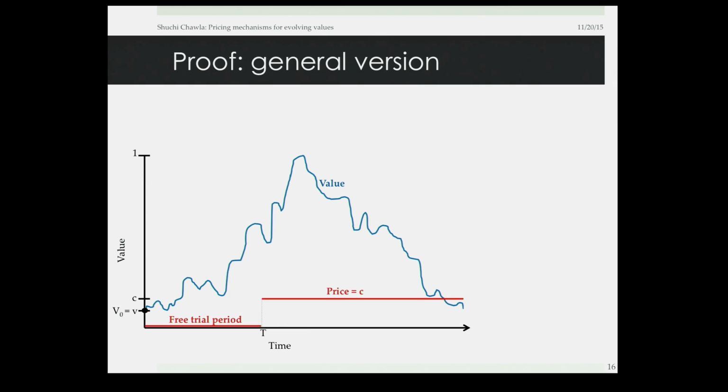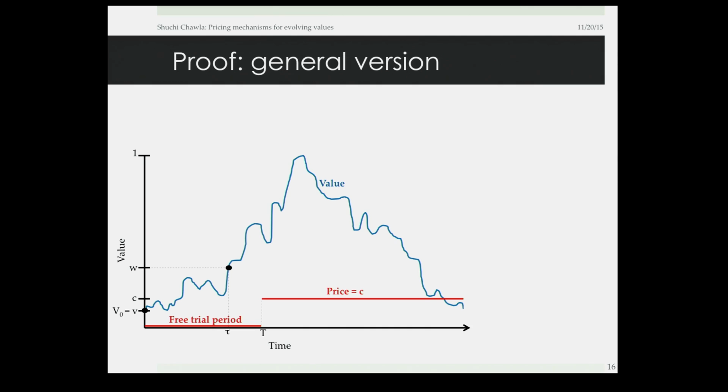Okay, so that's the tricky part with a general martingale. But the way we do it is, instead of setting it up so that the value climbs all the way to 1 before the free trial period ends, we look at some smaller value that's above the price that we're going to charge.